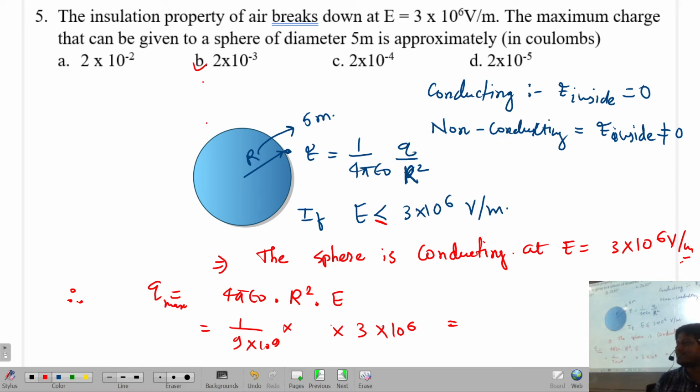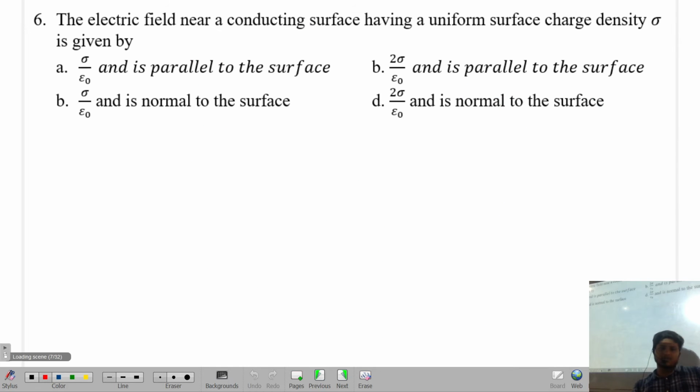2.5 is what? So 2.5 whole square. That is how much? 1.25, yes or no? 25 into 25. Sorry, 6.25. Okay. So therefore, this is how much? 2 into 10 to the power of minus 3 coulomb. Got it or not? Yes or no? Can I move ahead? Going to the next question. Question number 6.